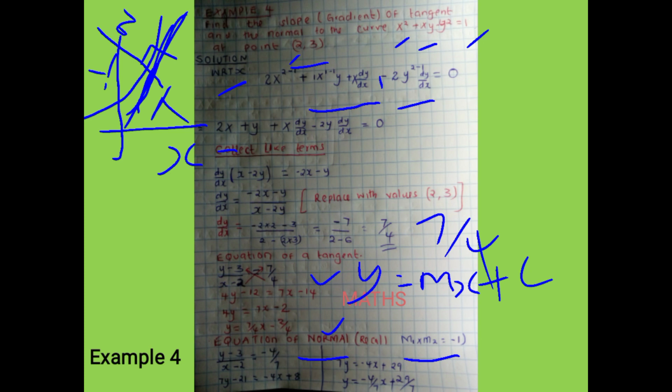When we multiply, you get negative 4 over 7. So you come and replace with the same figures. y minus 3, this 3, all over x minus 2 is the same as negative 4 over 7. So 7y minus 21 is equal to negative 4x plus 8. You get 7y is equal to negative 4x plus 29. y is equal to negative 4 over 7 x plus 29 over 7.